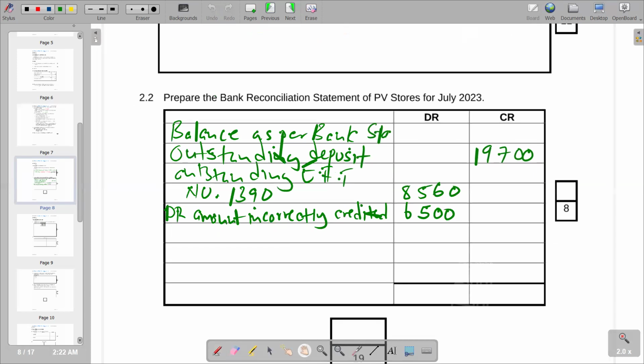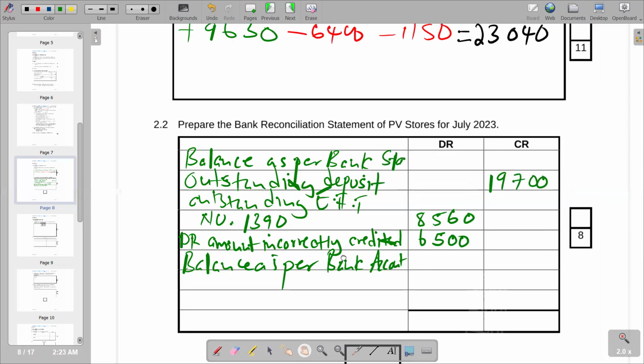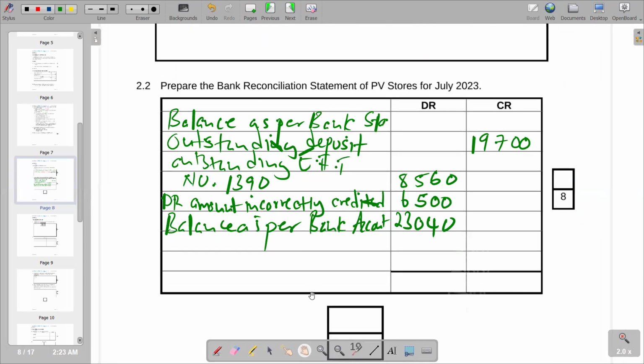So here we can say balance as per the bank account. Then in terms of the side that we should put it, you see that it's a positive balance, 23,040. When it's a positive balance, it is a credit balance on the bank statement. So on the bank reconciliation, when we are putting it here, it should come to the opposite, to the debit side. So basically, we are saying 23,040. And from there, we can now compare which side is greater.